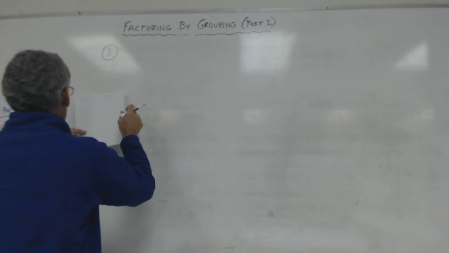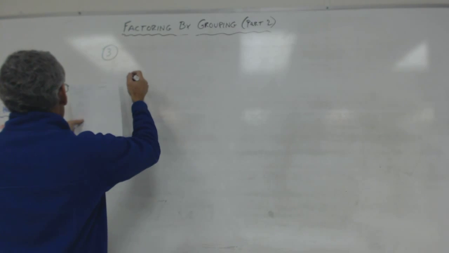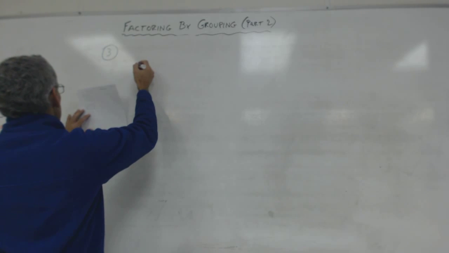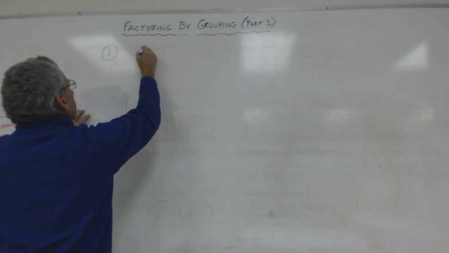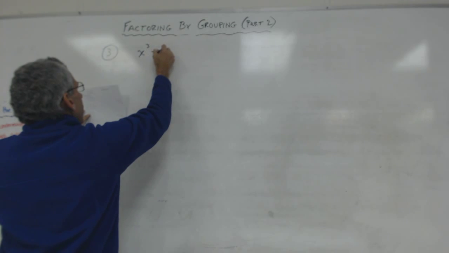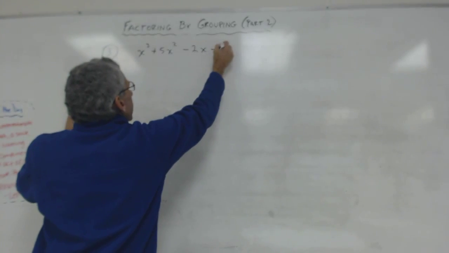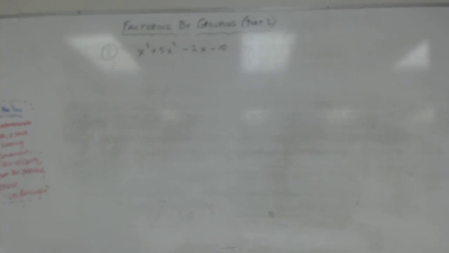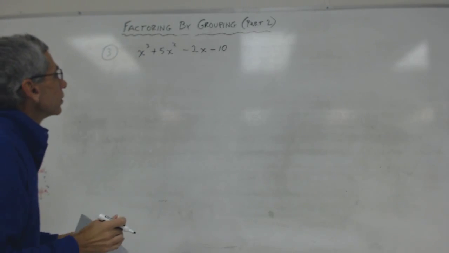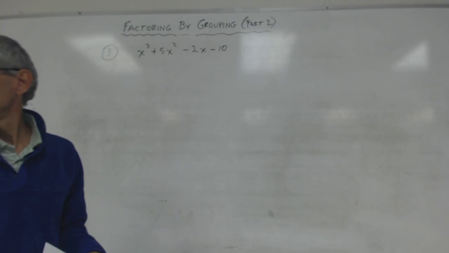Okay. So let's try another one. What one did I just give you? Okay, so let's try this one. Let's try x cubed plus 5x squared minus 2x minus 10. Well, I don't use. Hold on. Oh wait, yes I do.